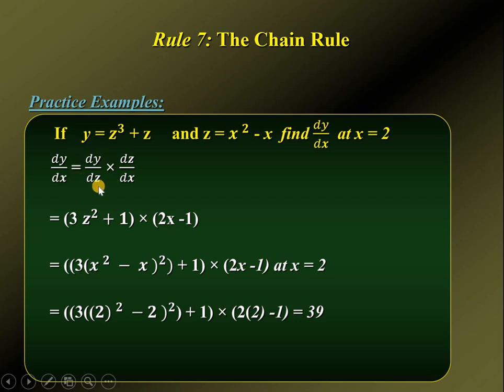First part, dy over dz: I need to evaluate the derivative of z power 3 plus z. Derivative of z power 3 is 3z squared. Derivative of z is 1. Multiply by the derivative of z with respect to x, which here is x squared minus x, the derivative is 2x minus 1. Okay, and now we need to replace z by what? x squared minus x, to convert all the variables to one variable, x. So I'm going to replace z squared by x squared minus x, all power 2 plus 1, multiplying 2x minus 1. And then plug in x equal 2. Each x here I'm going to replace by 2, and the final answer is going to be 39.